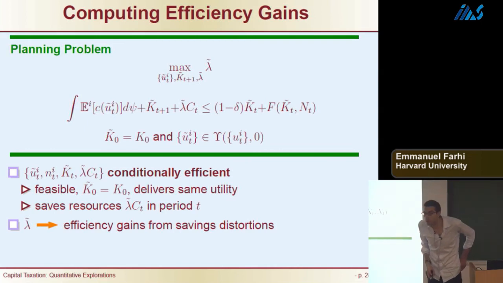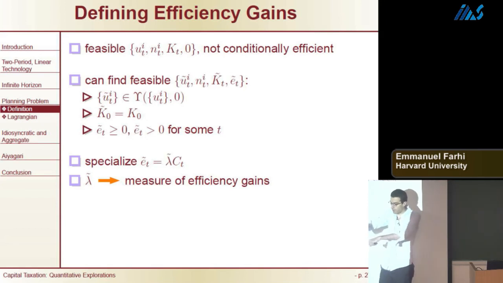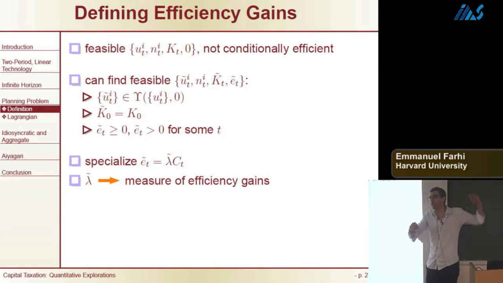I'm sorry? No. It's just you have an allocation that's not efficient. Then you have a frontier of allocations that are efficient. The question is how you compute the distance. And I'm just proposing a way to compute the distance.